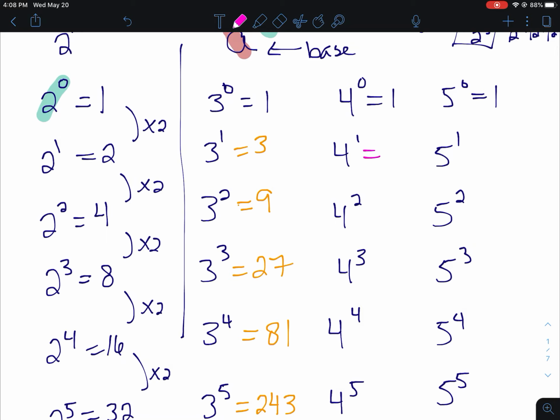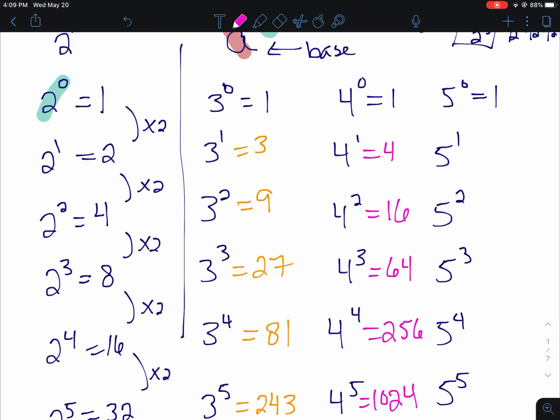Now let's try base of 4. Well, 4 to the 1st is 4. 4 squared is 16. 4 cubed is 64. Well, this is going to test my knowledge here. 64 times 4 is going to give me mental math and stuff. 256. And if we did that again, we get 1024.